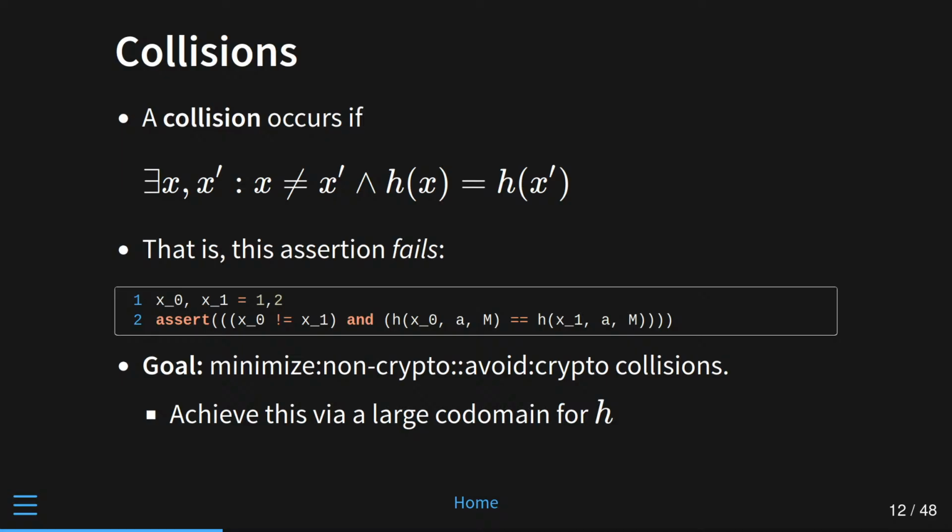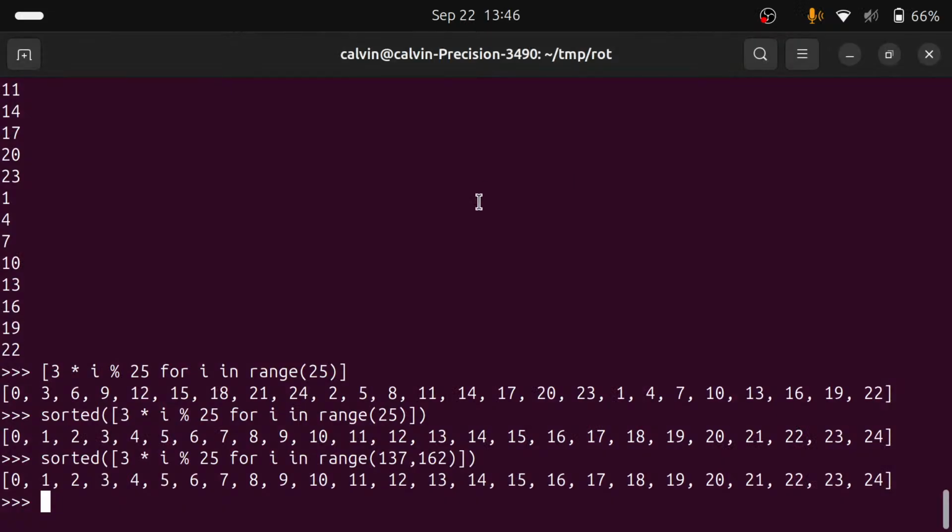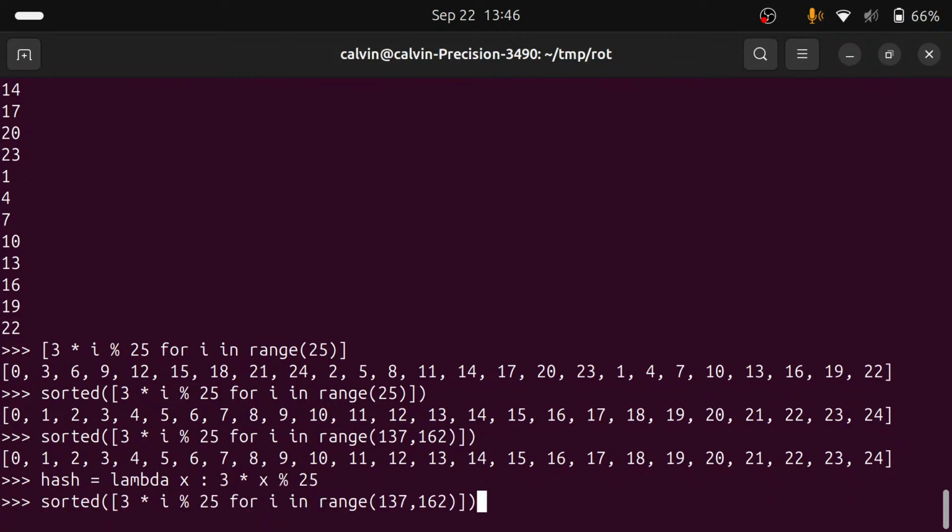A collision is when two things collide, and I have expressed this mathematically as follows. There exist x and x prime such that x does not equal x prime, but the hash of x equals the hash of x prime. We can do one example of that with our hashing function we've introduced here. Hash equals lambda of x is 3 times x mod 25. And we can see that that is the same.